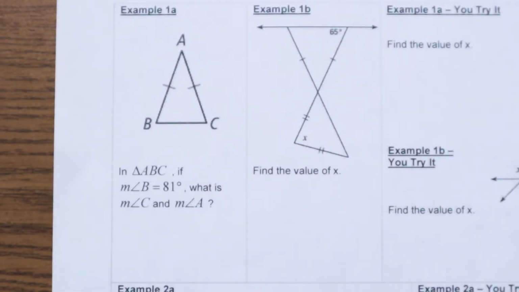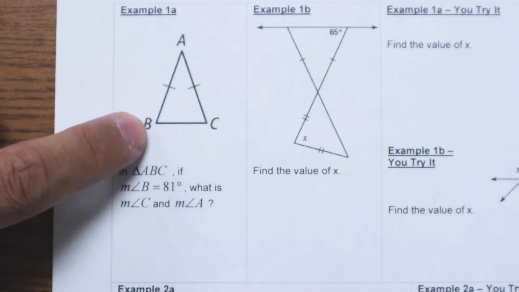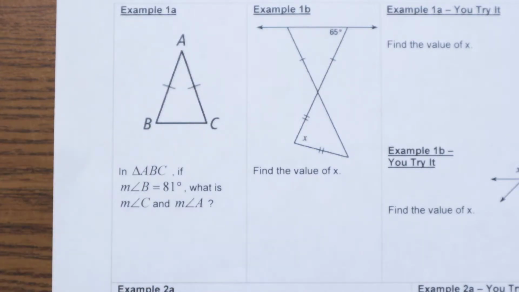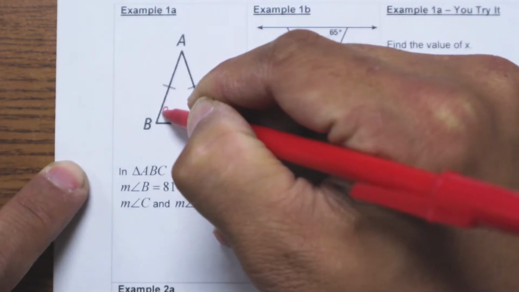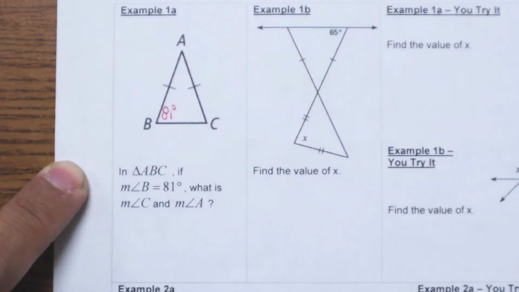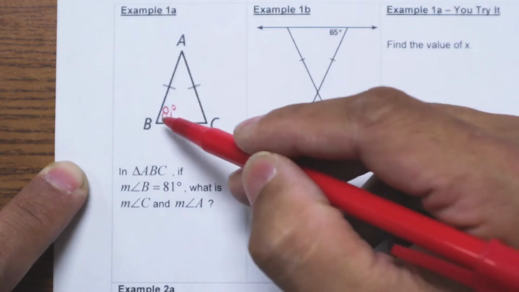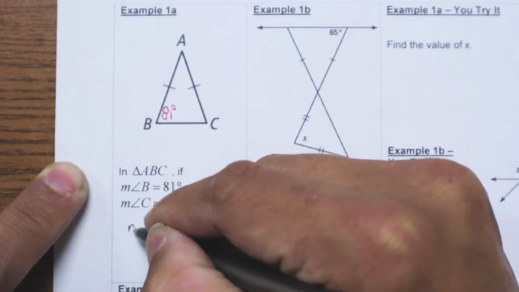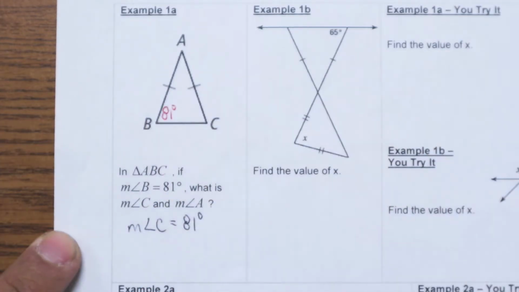Let's take a look at example 1. In example 1, you're given this triangle. We're going to name it triangle ABC. And it tells you that if angle B is 81 degrees, what is the measure of angle C and the measure of angle A? So let's first label that the measure of angle B is 81 degrees. So we know that this is 81. And we're going to use the theorem that, remember, if these two sides of the triangle are congruent, so are the base angles. So that means that the measure of angle C is going to be 81 degrees, because these two angles are the same.